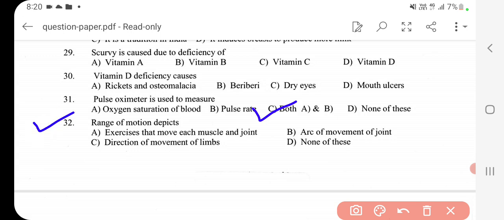Next question number 32. Range of motion depicts. So what does range of motion depict? A: exercise that moves each muscle and joint, B: arc of movement of joint, C: direction of movement of limbs, and D: none of these. So the right answer is A. Range of motion depicts exercise that moves each muscle and joint. So option A.